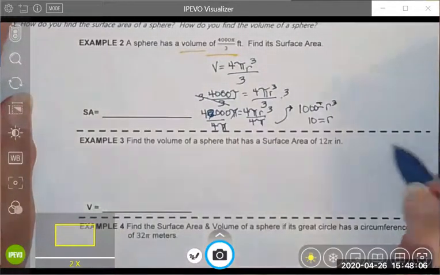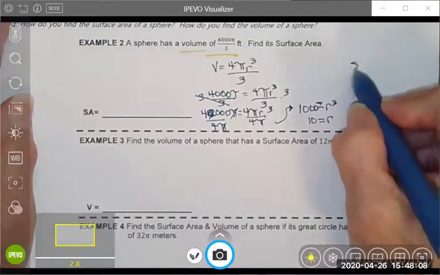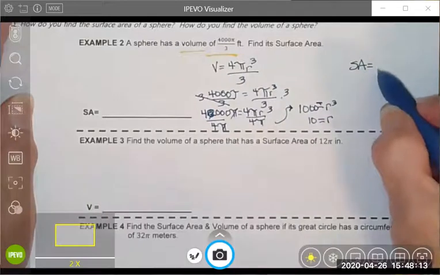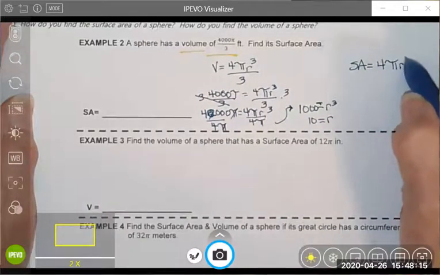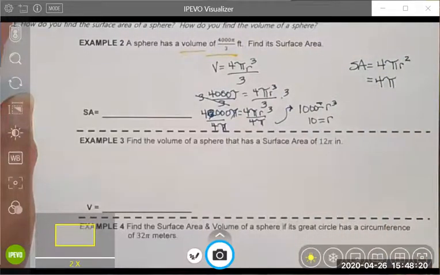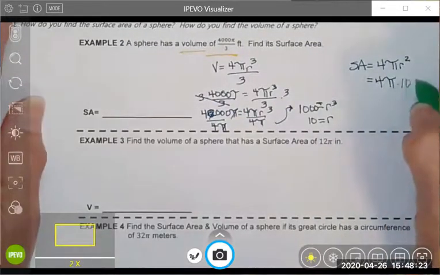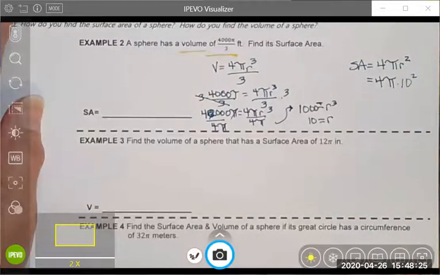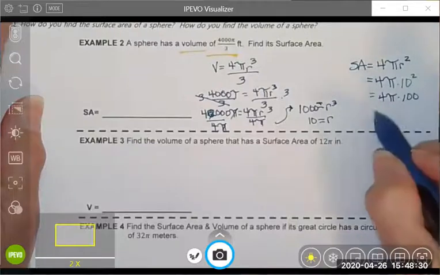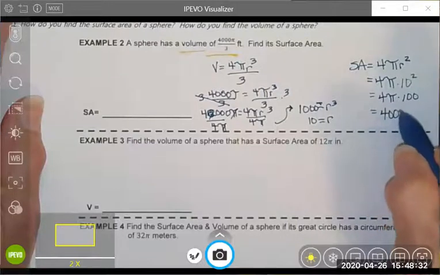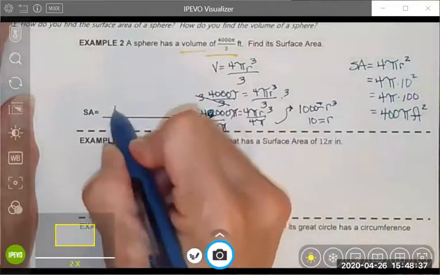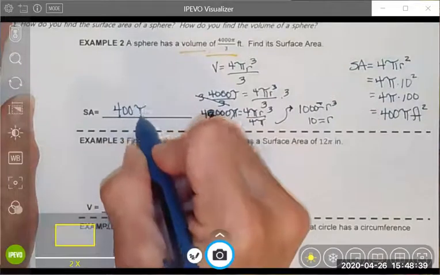That was a struggle. But now that I have the radius, I can find my surface area. It's important to write your formulas correctly. 4 pi radius squared. The 4 and the pi are constants. My radius that we just calculated was 10, and I'm going to square it. 10 squared is 100. And 4 times 100, 400 pi feet squared is my surface area for this particular sphere.